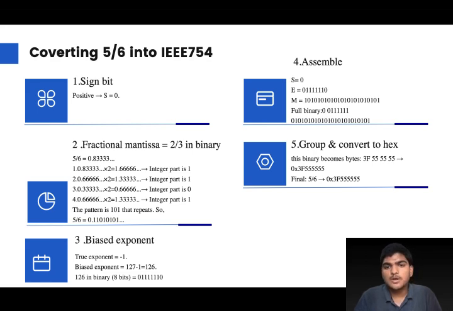Now come to the fourth part, assemble. Sign equals 0 since it is positive. Exponent equals 01111110. For the mantissa, we write 101010 and so on up to 23 bits. The full binary we write in S, E, M order. For grouping and converting to hexadecimal format, we will go from right to left.